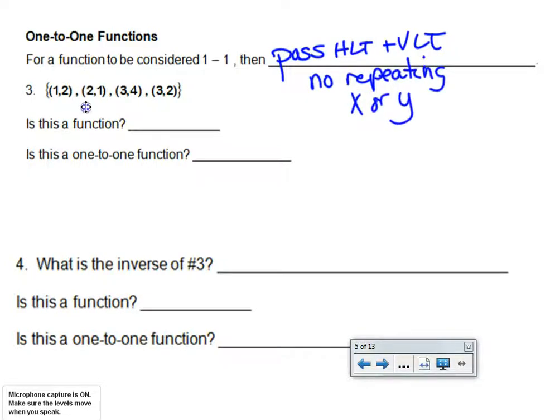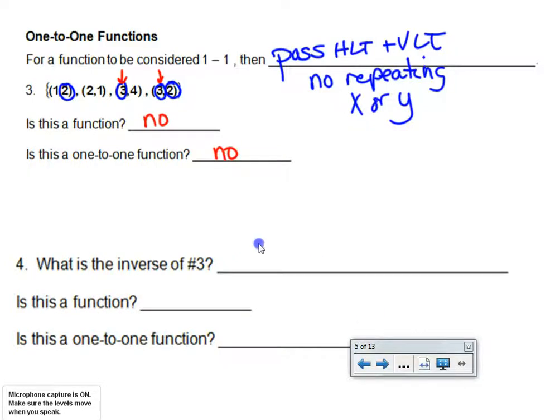So when I look at this example, I notice right here we've got an x of 3 that repeats, and we also have a y of 2 that repeats. So first question, is it a function? That means every x can only have one y. Well, right here, the x of 3 is paired up with 2 different y's, so no, it is not a function. And since it's not a function, it can't be a one-to-one function.